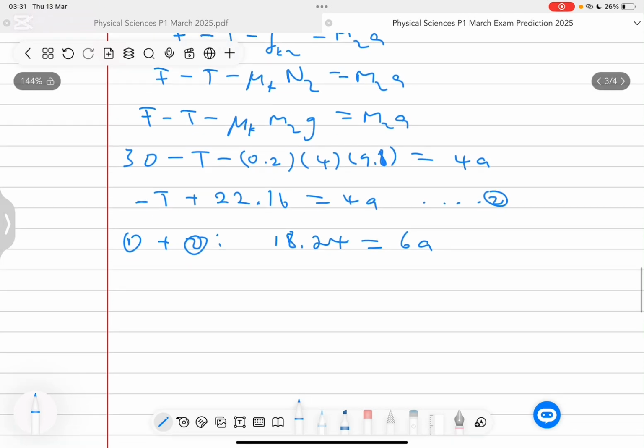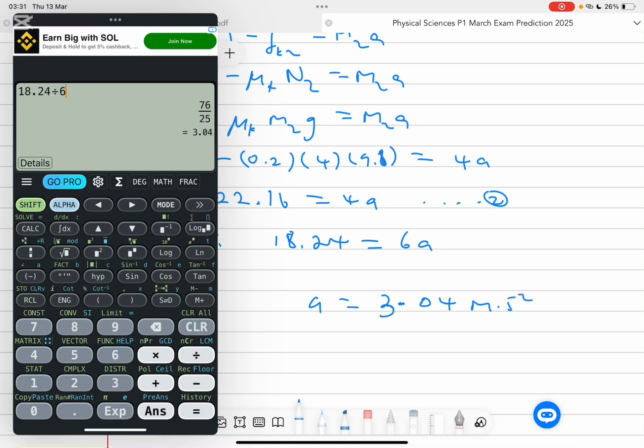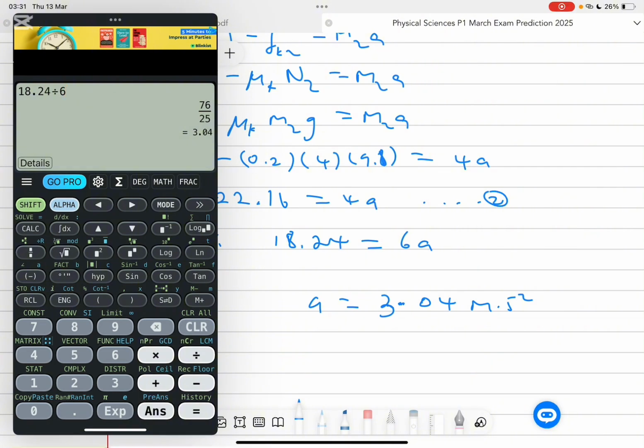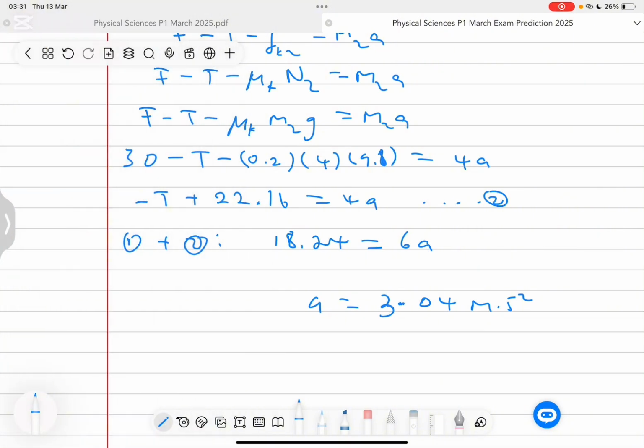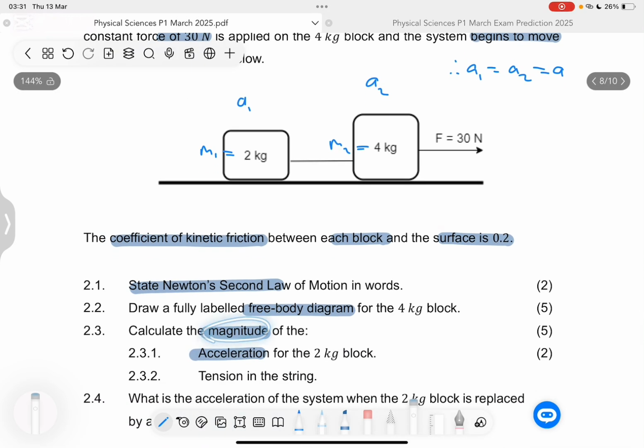Now from here we can simply get our a, because I'm going to divide by 6 on both sides so that this cancels. Then I can have a is equal to 18.24 divided by 6, and we get an acceleration of 3.04 meters per second squared. And that is our final answer. And remember, they said we should calculate the magnitude, so I'm not going to put direction here or worry about direction.